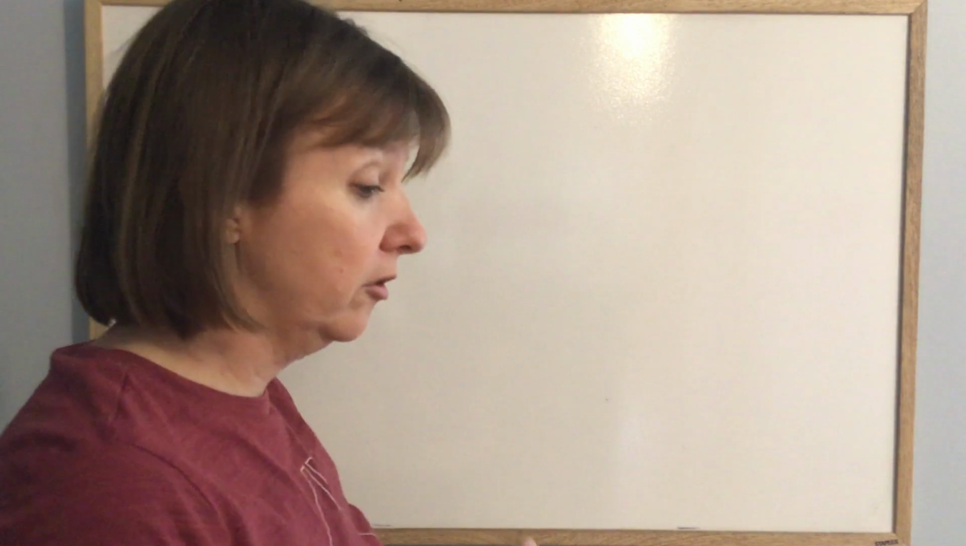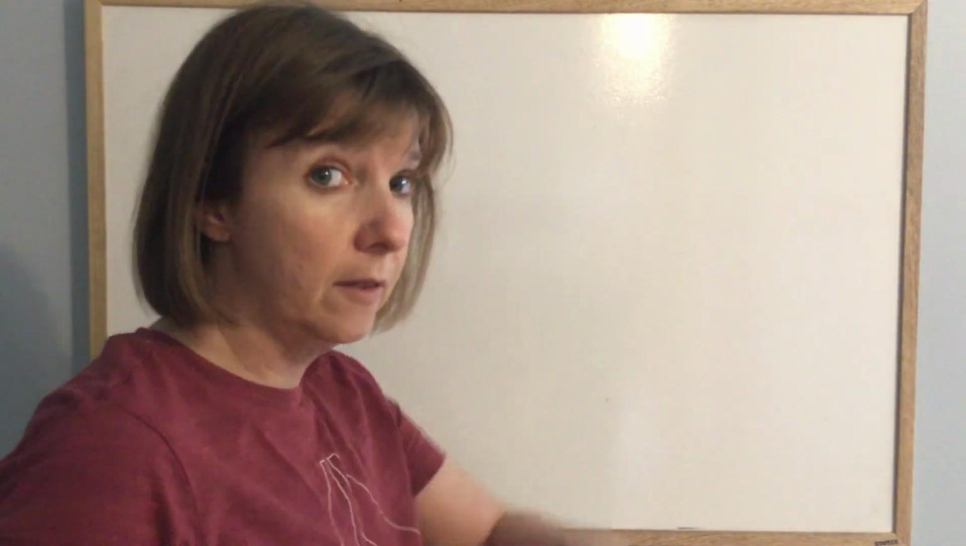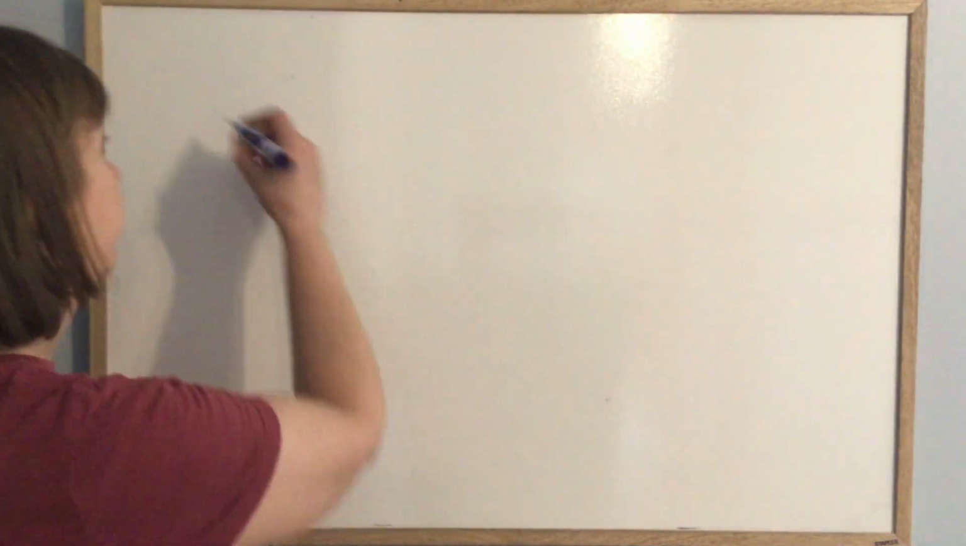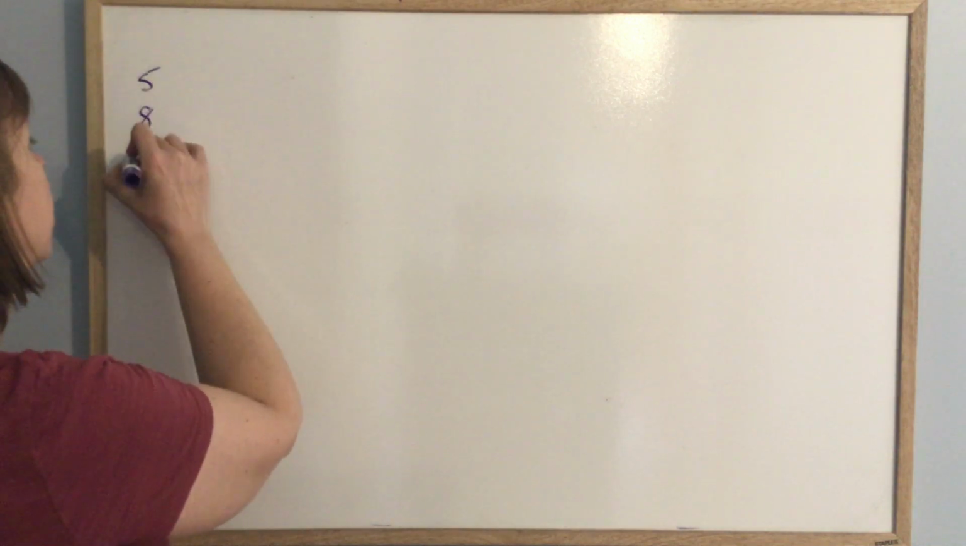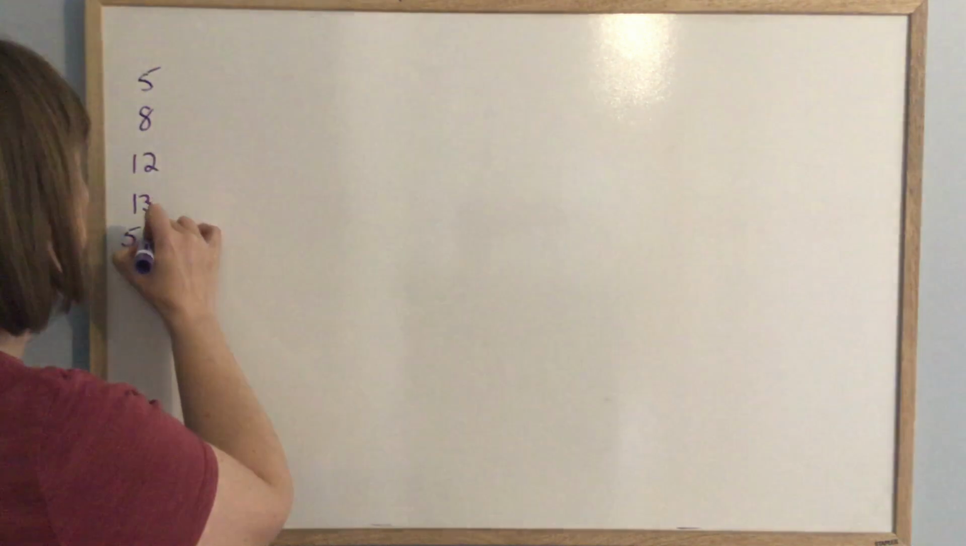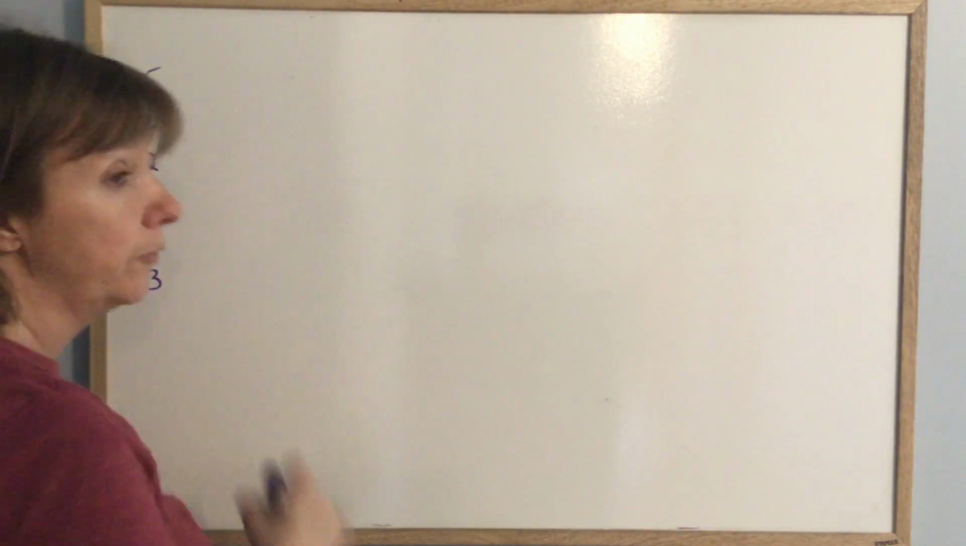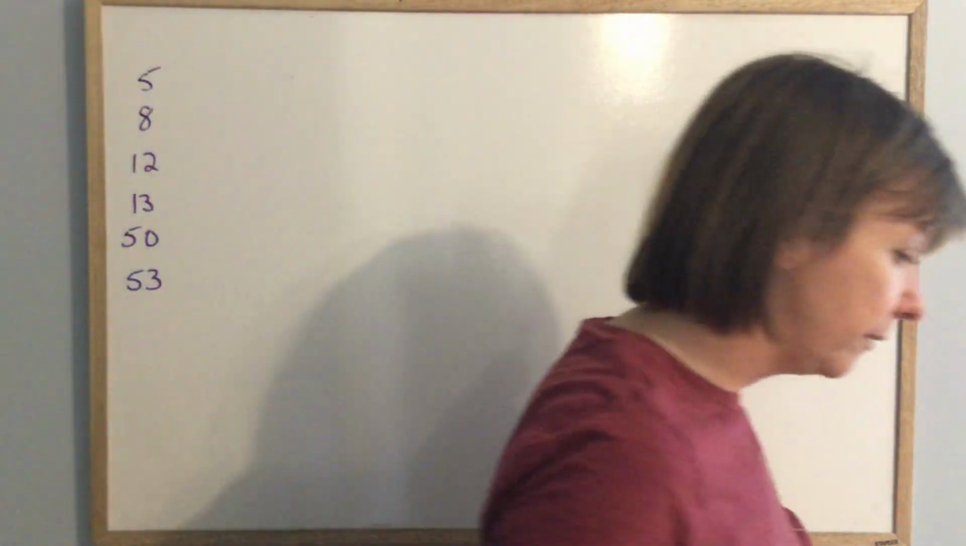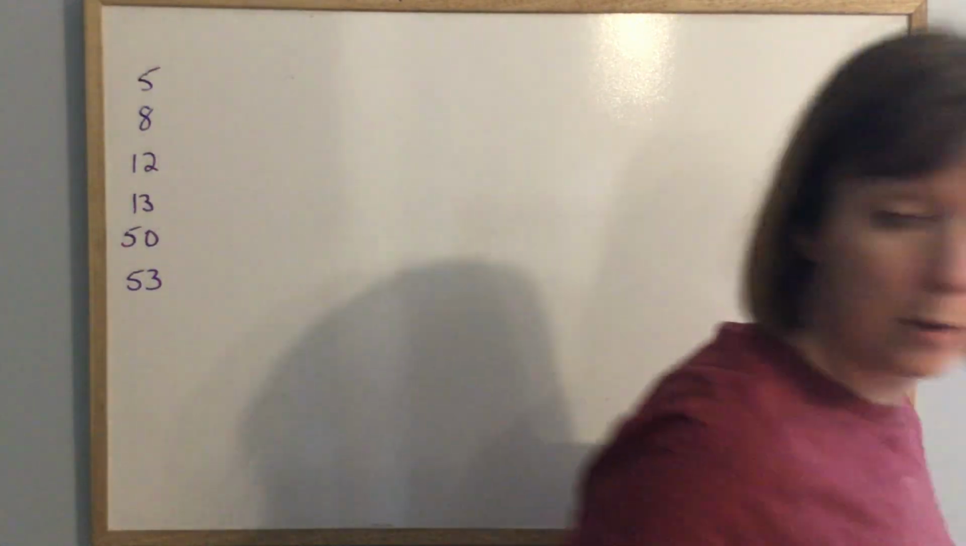Math 12A, I've already gotten quite a few responses on your homework, which is great. So the questions I have currently been asked that I'm going to go over are 5, 8, 12, 13, 50, and 53. Those are the numbers I've been asked to go over. So those are the numbers I'll go over.